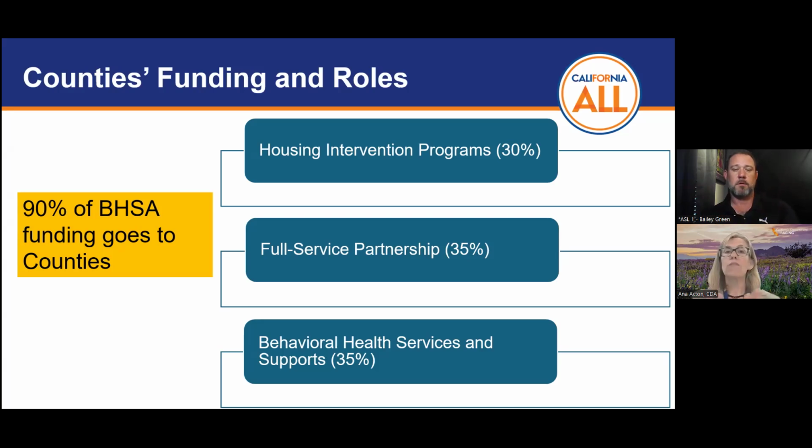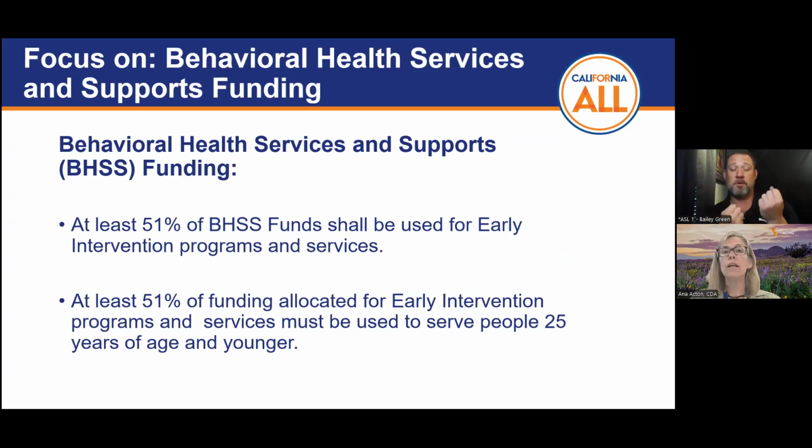The 35% for the behavioral health services and supports funding. And I know this is really getting into the weeds, but I'm just trying to give you a sense of how the funding is going, majority of it to the counties, and how they have certain percentages of how much of the funding they have to use on these various different buckets of services and interventions. So the behavioral health services and supports funding, at least 51% shall be used for early intervention programs and services, and at least 51% of funding allocated for early intervention programs and services must be used to serve individuals under the age of 25.